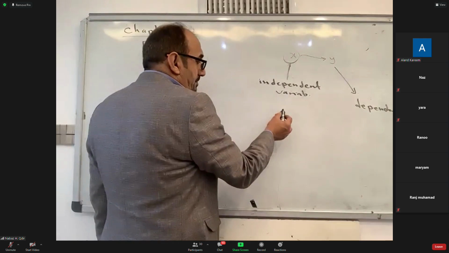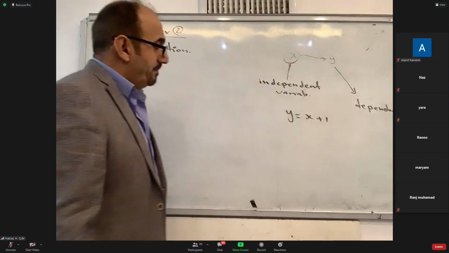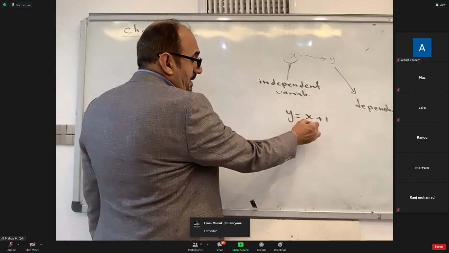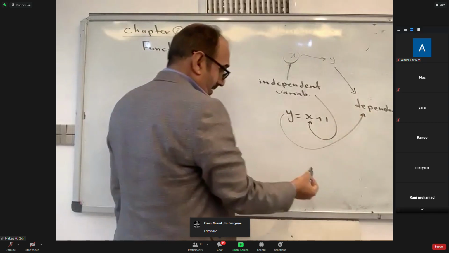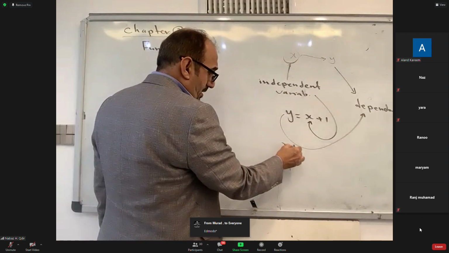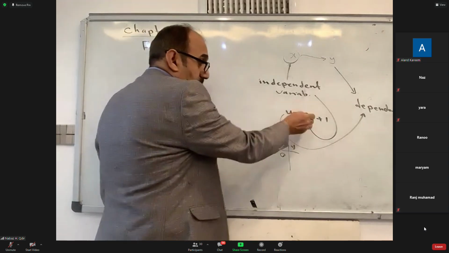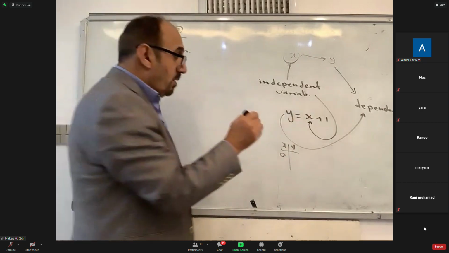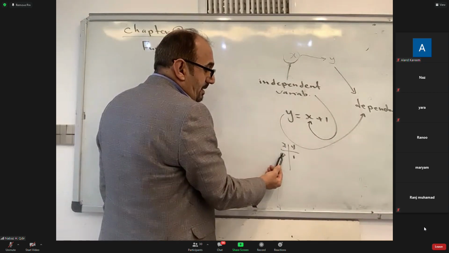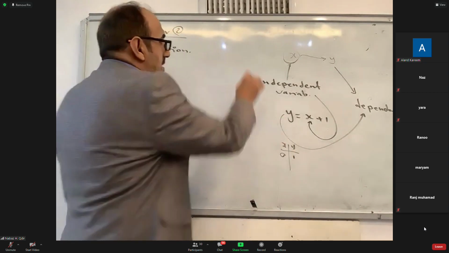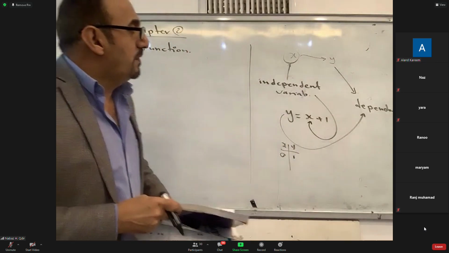Now for example y equals x plus 1. This is independent, this is dependent. When you put x equal to 0, y is 1. This is independent. This is dependent. So it is a relation between two variables x and y.